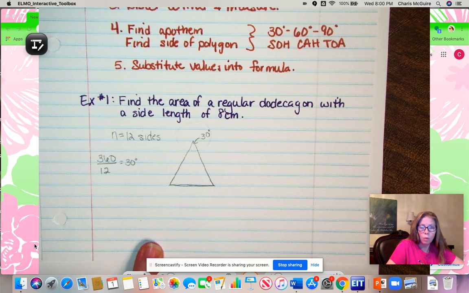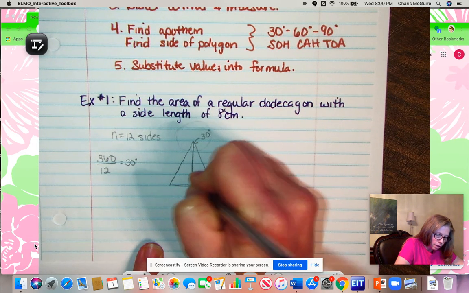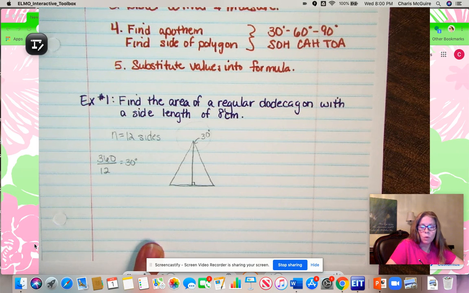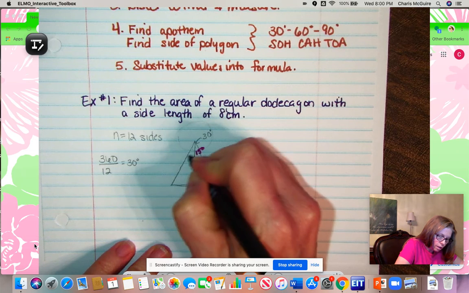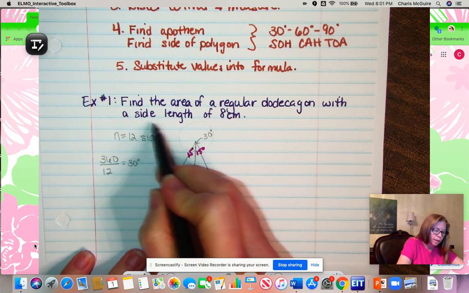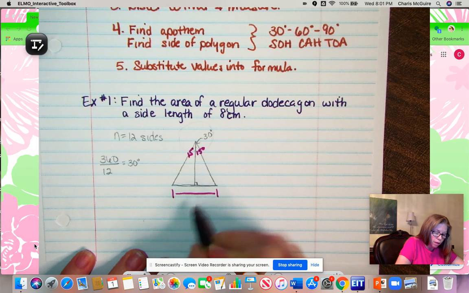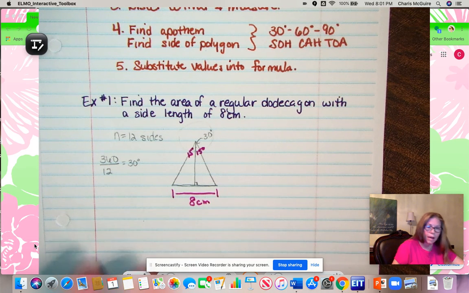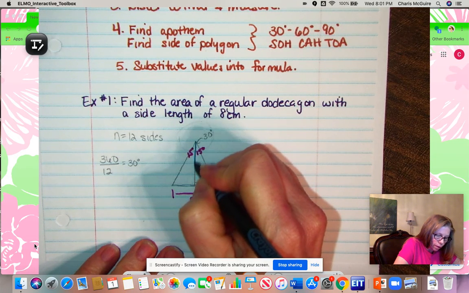Now, here's the thing. We are going to draw the height or the apothem. And when we do that, it bisects that central angle on our polygon. So that 30 degrees is now going to turn into 15 on each side. All right. And then we were also given the side length is 8 centimeters. So this whole entire side of my dodecagon is 8 centimeters. That's the base of your triangle. So the only thing that we need to find in this problem is the height or the apothem.